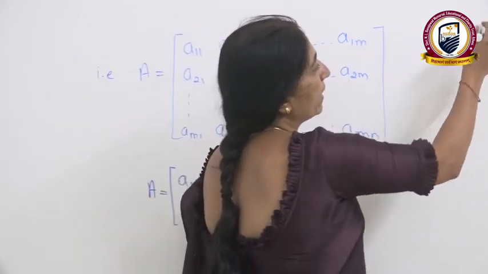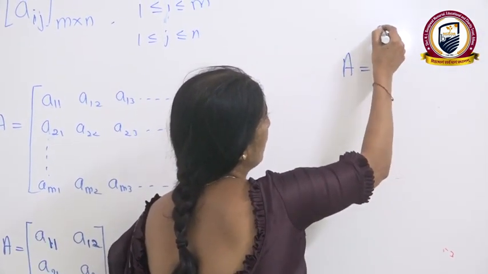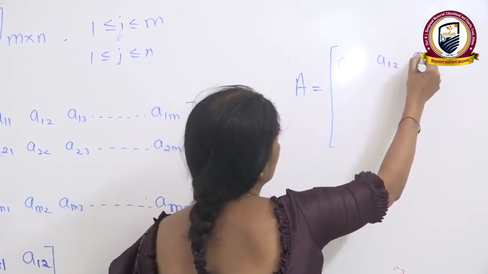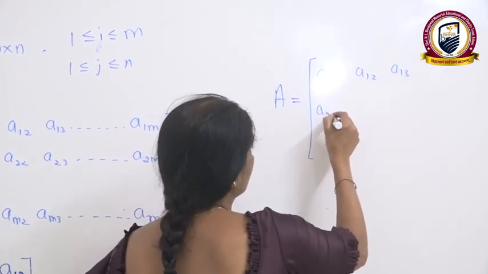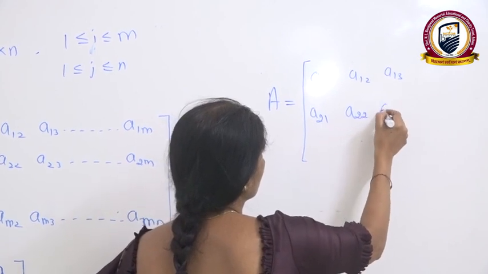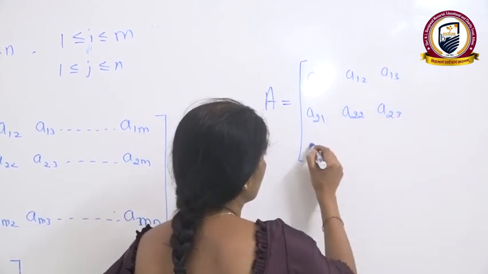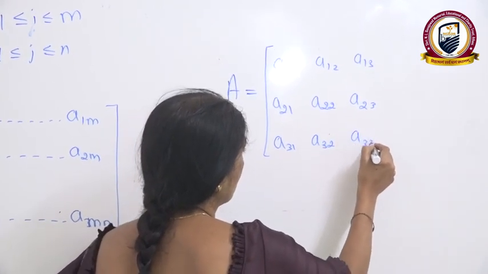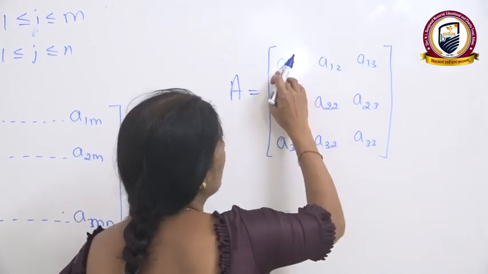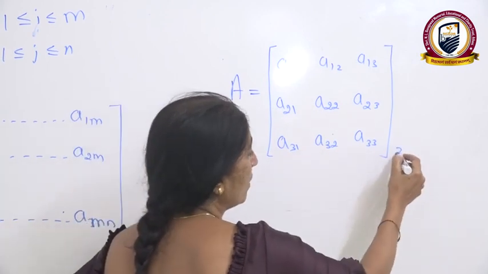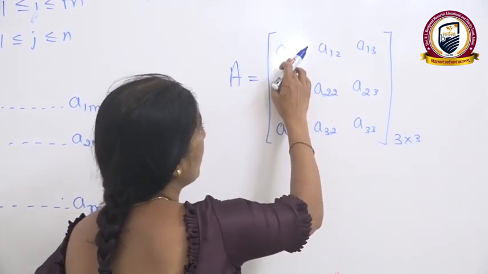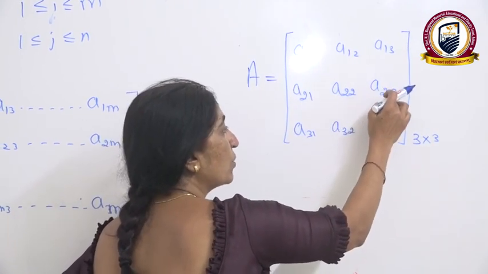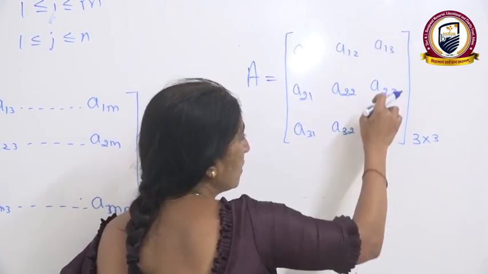Then see how you write a third order matrix, if it is 3 rows and 3 columns. It is like this. See here A11, it is of order 3 by 3. A11, first row, first column. If you come to A23, it lies in the second row and third column.